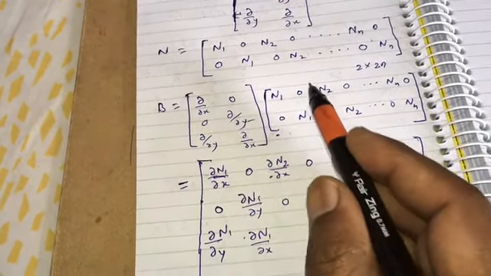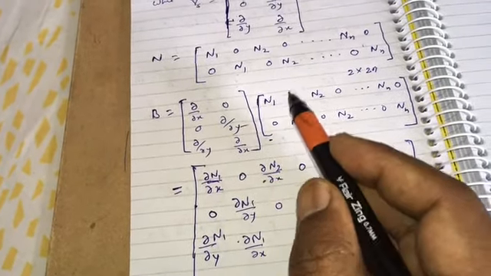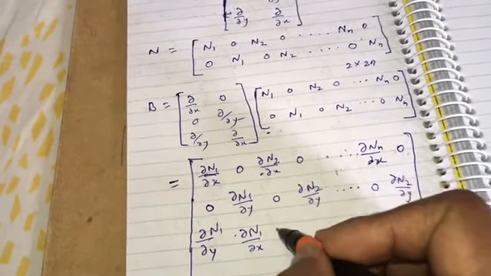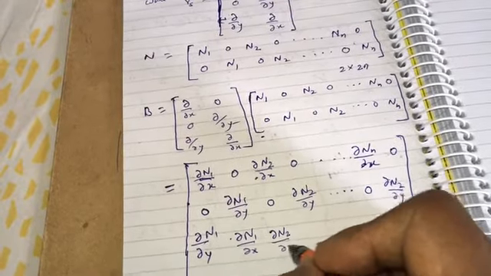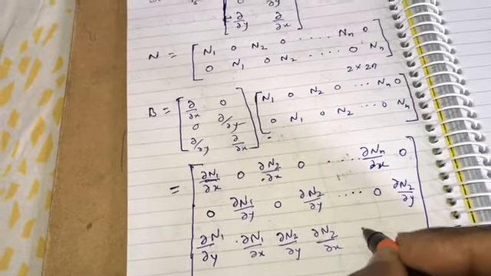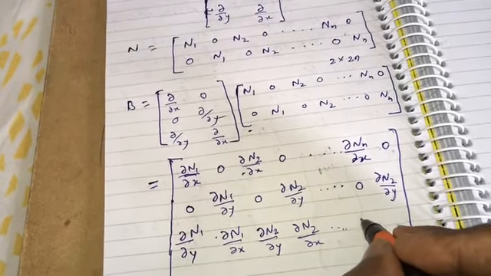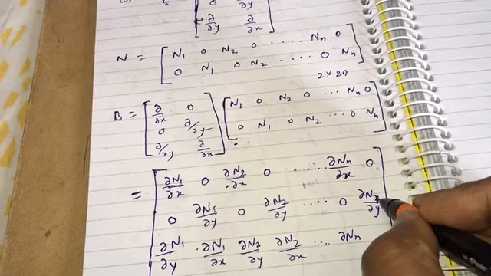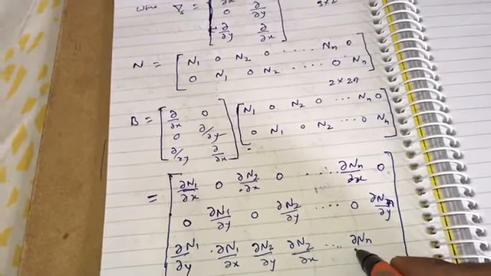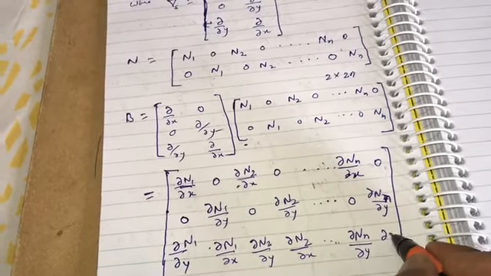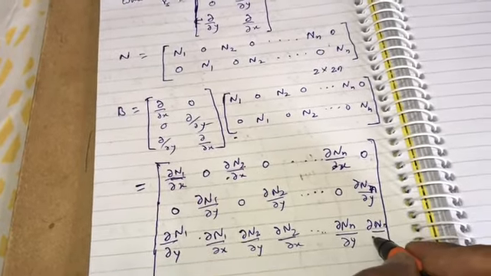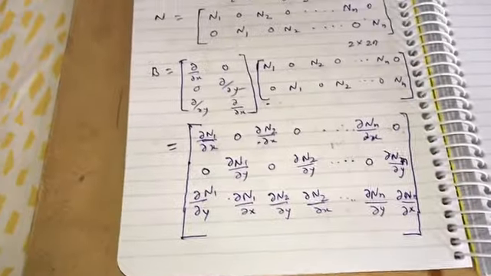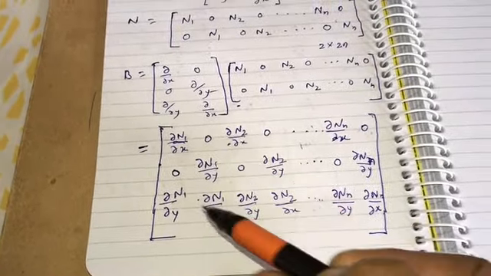in the third row, the second column, N1 goes to del x now. So that's why del N1 over del x, and so on. Del N2 over del y, del N2 over del x goes in similar fashion. Here it should be Nn, so del Nn over del y and del Nn over del x. So this is how the B matrix will look.